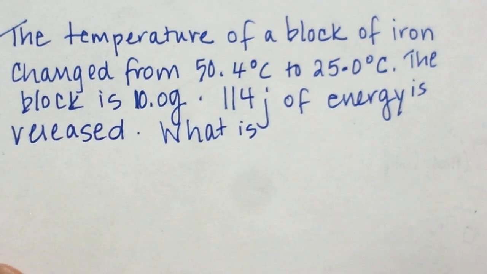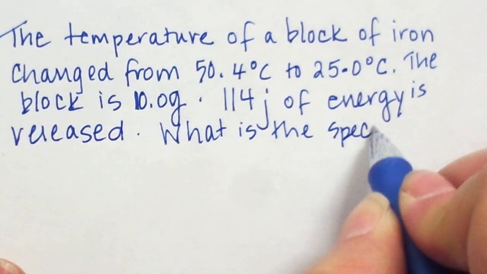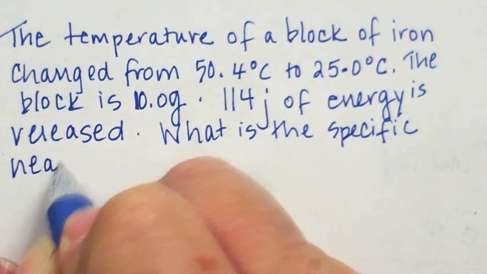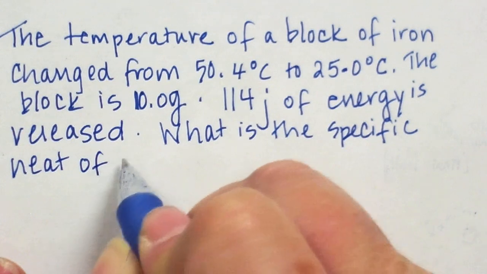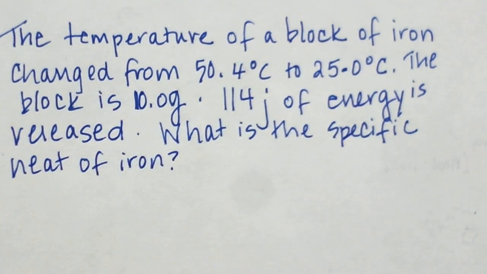Right, I know. What's the question? What is the specific heat? So what variable are we looking for? What is the specific heat of iron? So this is going to be different than the 4.184 because that is the specific heat of water. We're looking for the specific heat of iron, so it's not going to be 4.184.